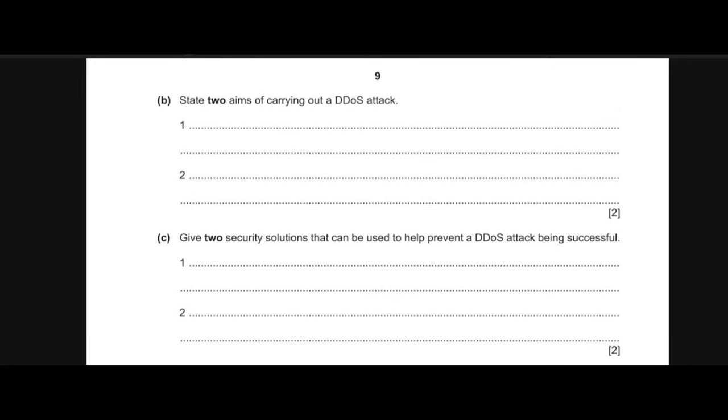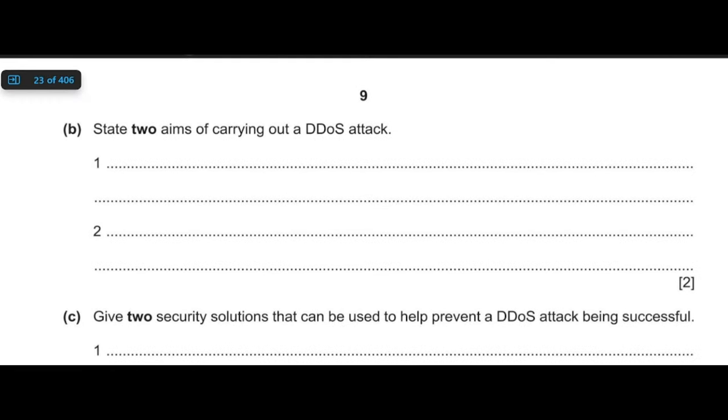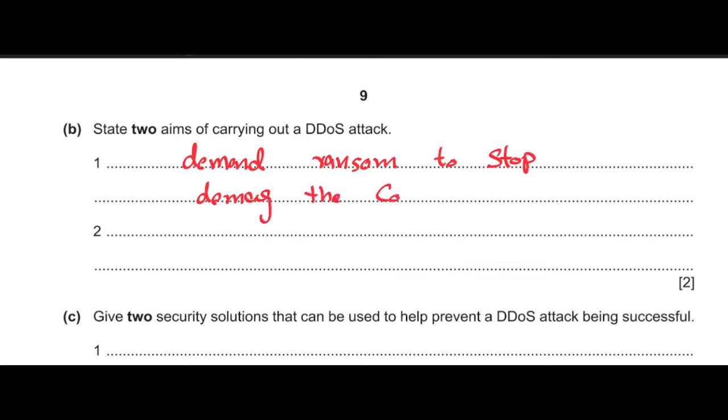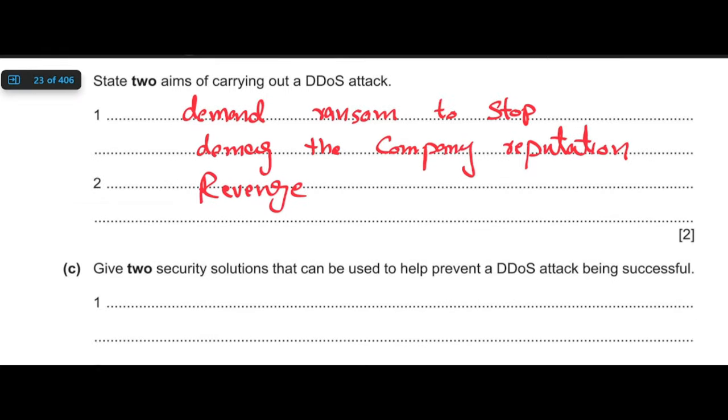State two aims of carrying out a DDoS attack. First would be the ransom. Maybe the hacker wants to get money. Demand a ransom to stop the attack. Second one will be the reputation. Number two will be to damage the company's reputation. Or third could be taking revenge. These could be the possible reasons or aims of a DDoS attack.